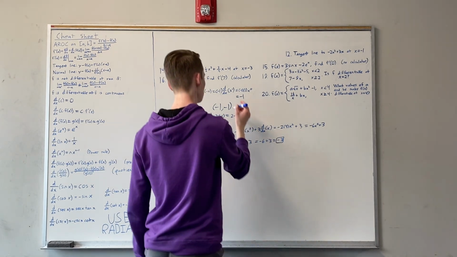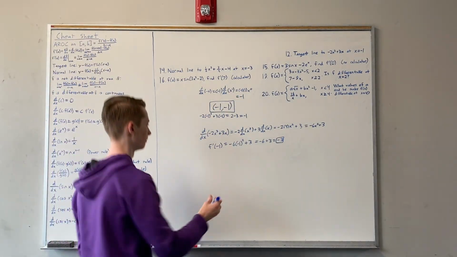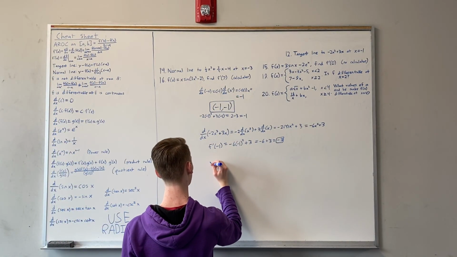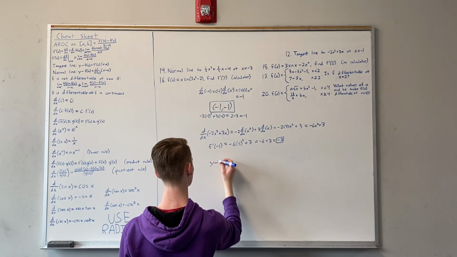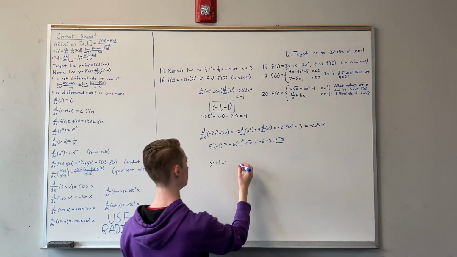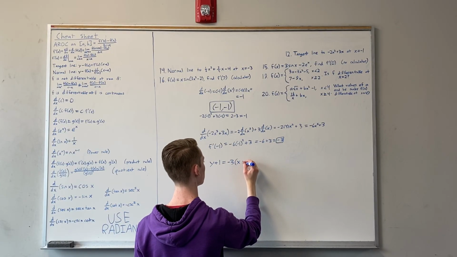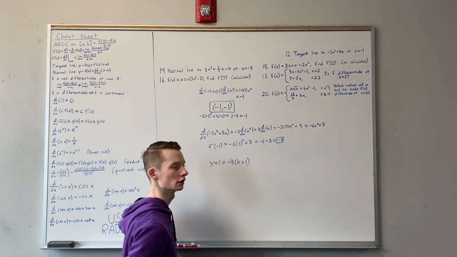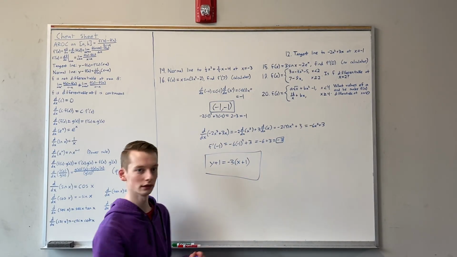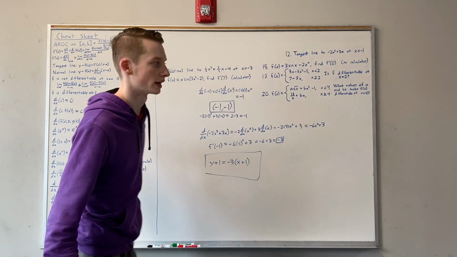Okay, so there's my slope. There's my point. Putting it all together, y minus y1, which is going to be y plus 1, because it's a double negative. y plus 1 equals slope times x minus x1, which again, double negative, I'm going to end up with plus 1. That is my tangent line to that function at x equals -1.